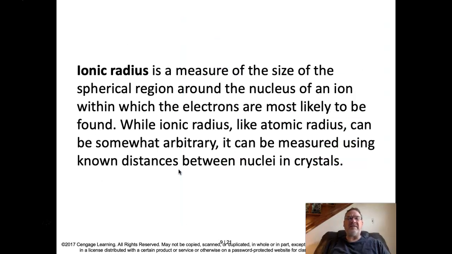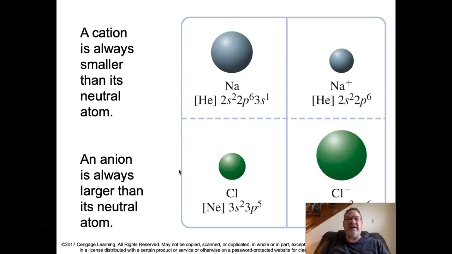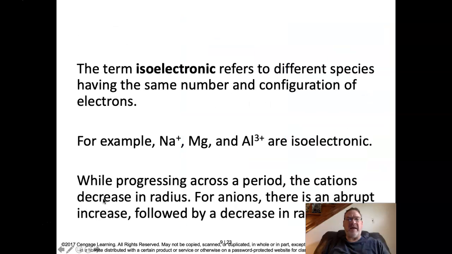Ionic radius, much like atomic radius, it's just a measure from the nucleus to that outermost energy level, now with the ions. Here's something unique. The cation is always smaller, the anion is always larger. So we want to keep that in mind.